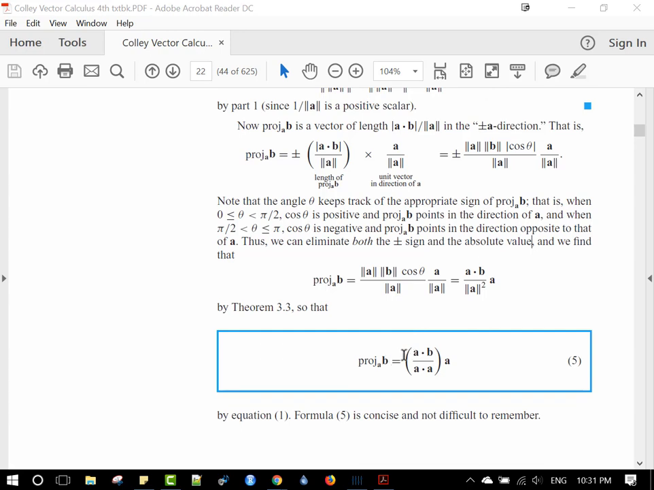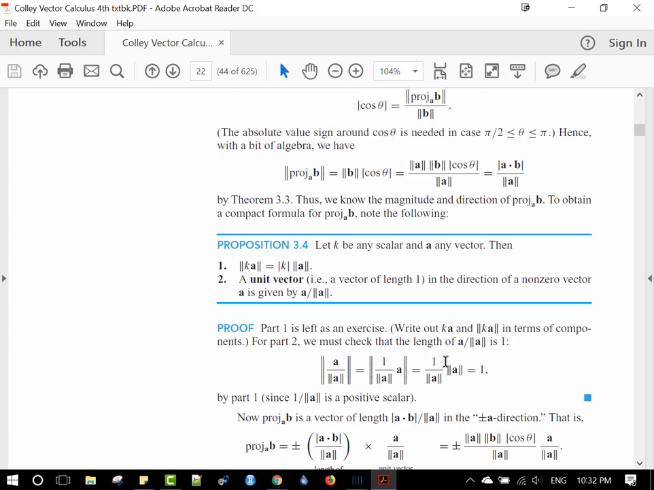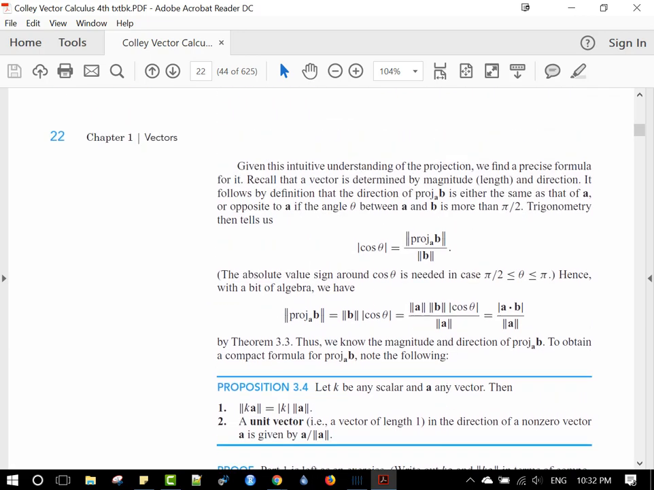Okay, so this is an expression for the projection of b onto a. So it's a dot b over a dot b times a. Sorry, I said it wrong. A dot b over a dot a times a. And the other result to remember is that the length of the projection is given by this. Okay, so I'm going to leave that to you.